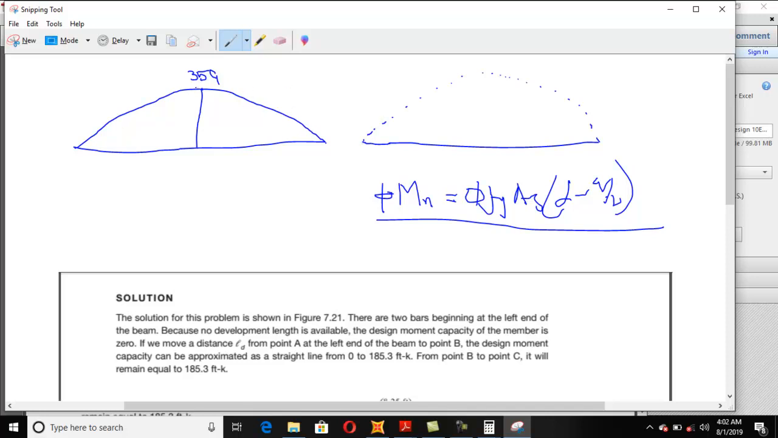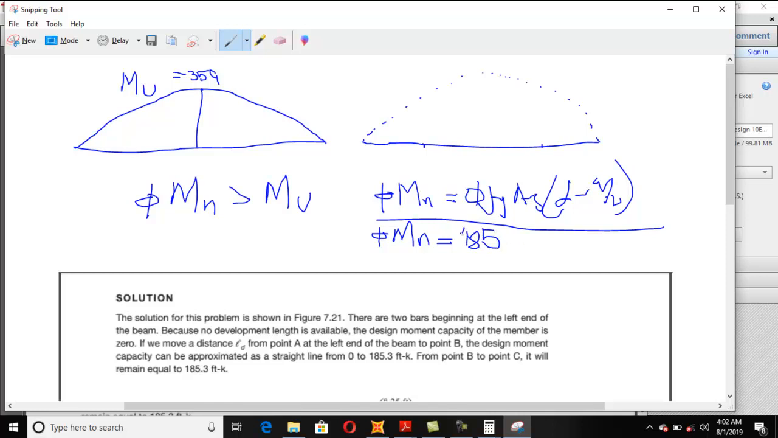Because whenever we design, we say that phi Mn should be greater than Mu. This is the basic criteria. 359, this is the Mu. Clear? This is the Mu. So if I provide, as I already told you, if I am providing 2 bars, what will be my phi Mn value? I did that calculation and I got the value 185.